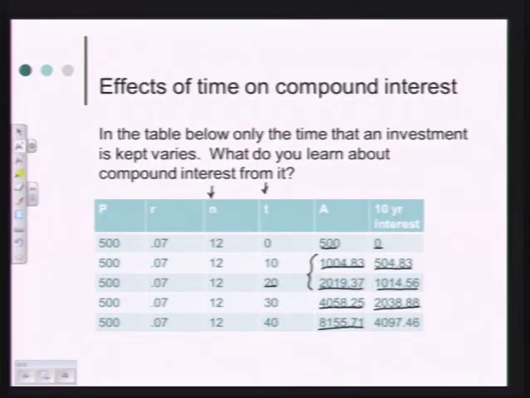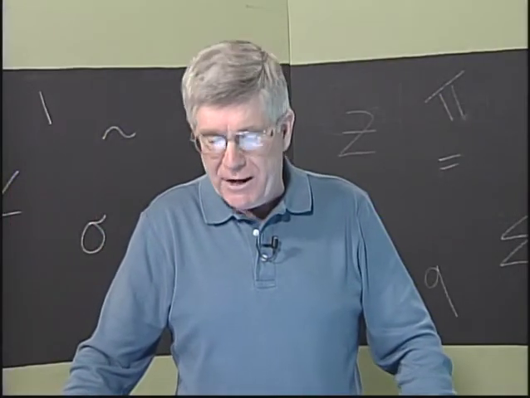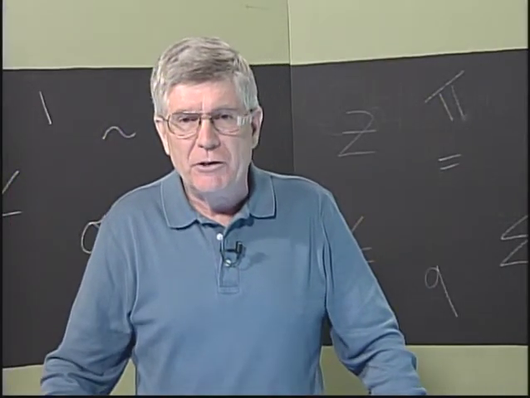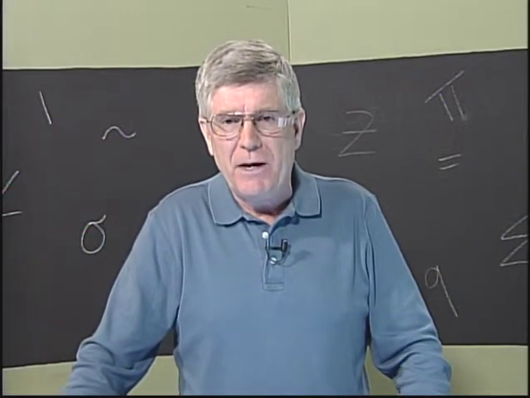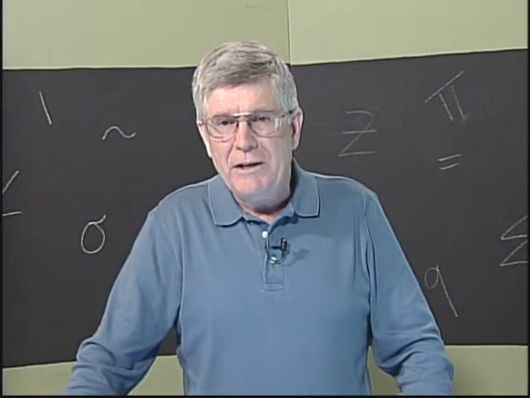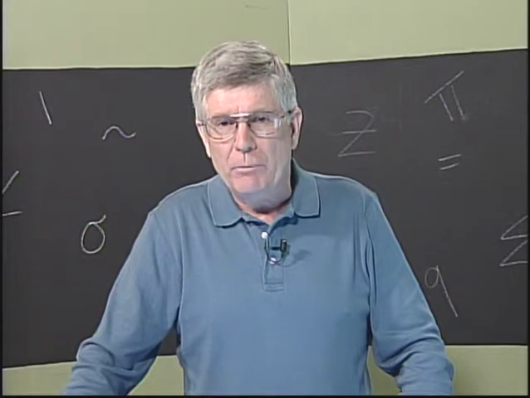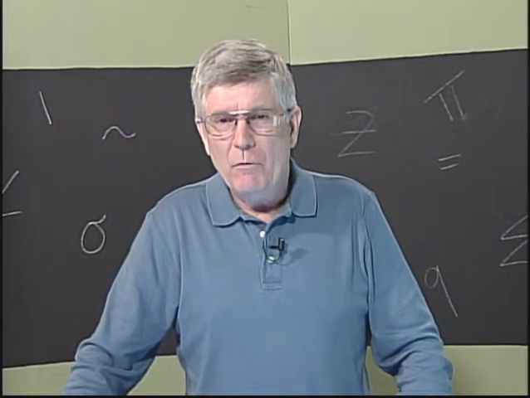And finally, if he would keep that $500 in the bank for 40 years, he would have $8,155.71 in the bank at the end of his 40-year period. And in that last decade, he would have picked up another $4,000. So if you were looking at this at 7%, it will change with your interest rate. It could be more, it could be less. But at 7% interest that is compounded on a monthly basis, about every 10 years you double your money. Not bad for an investment.